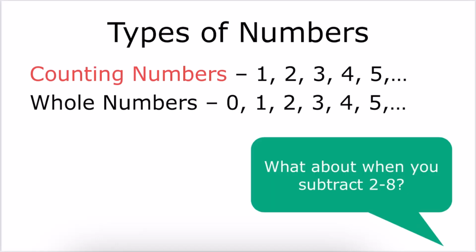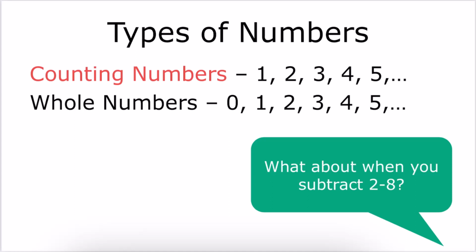However, this is not true when you look at subtraction, because sometimes when you take whole numbers and subtract them, you'll get another whole number. Like if you do 5 minus 2, that will give you the whole number 3. But other times, if you subtract a bigger number from a smaller number, then it does not create a whole number, like if you do 2 minus 8.